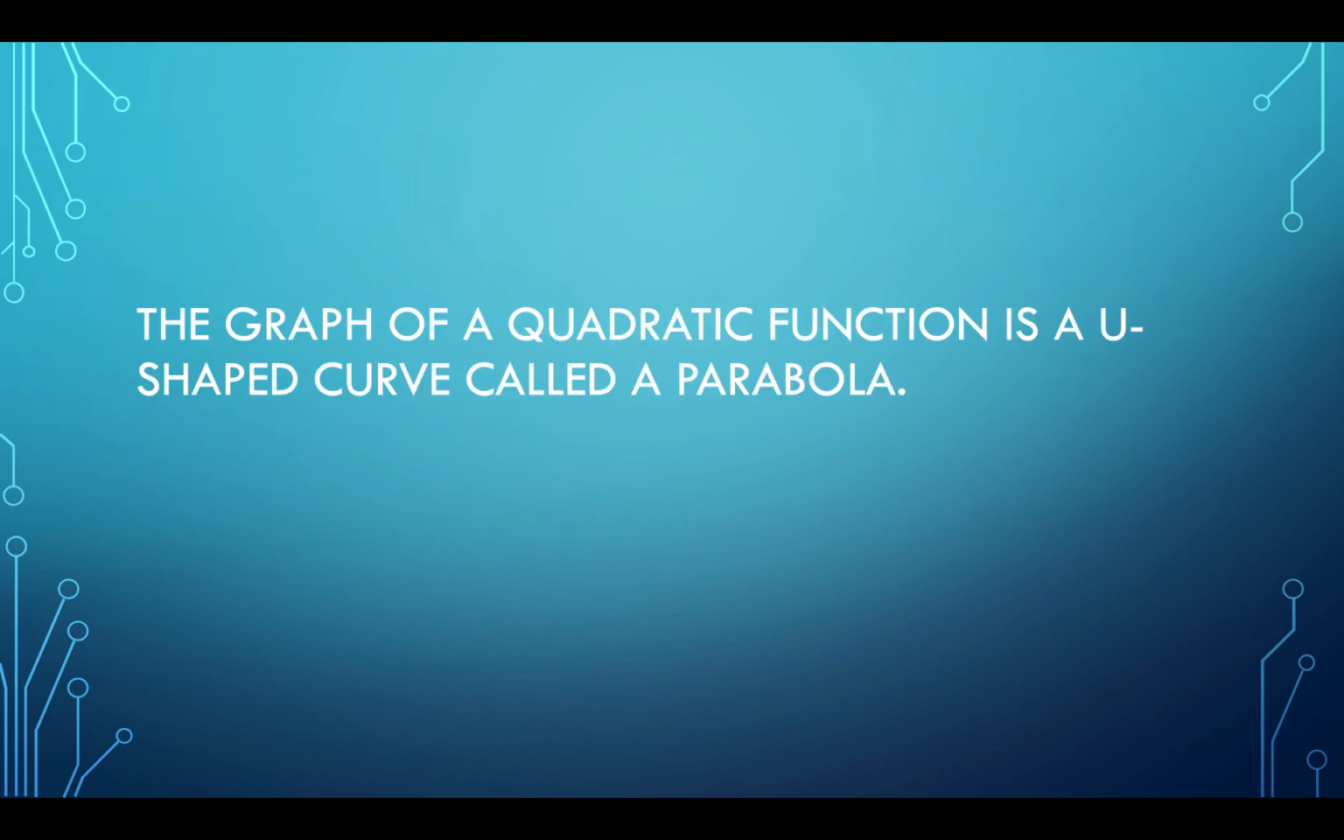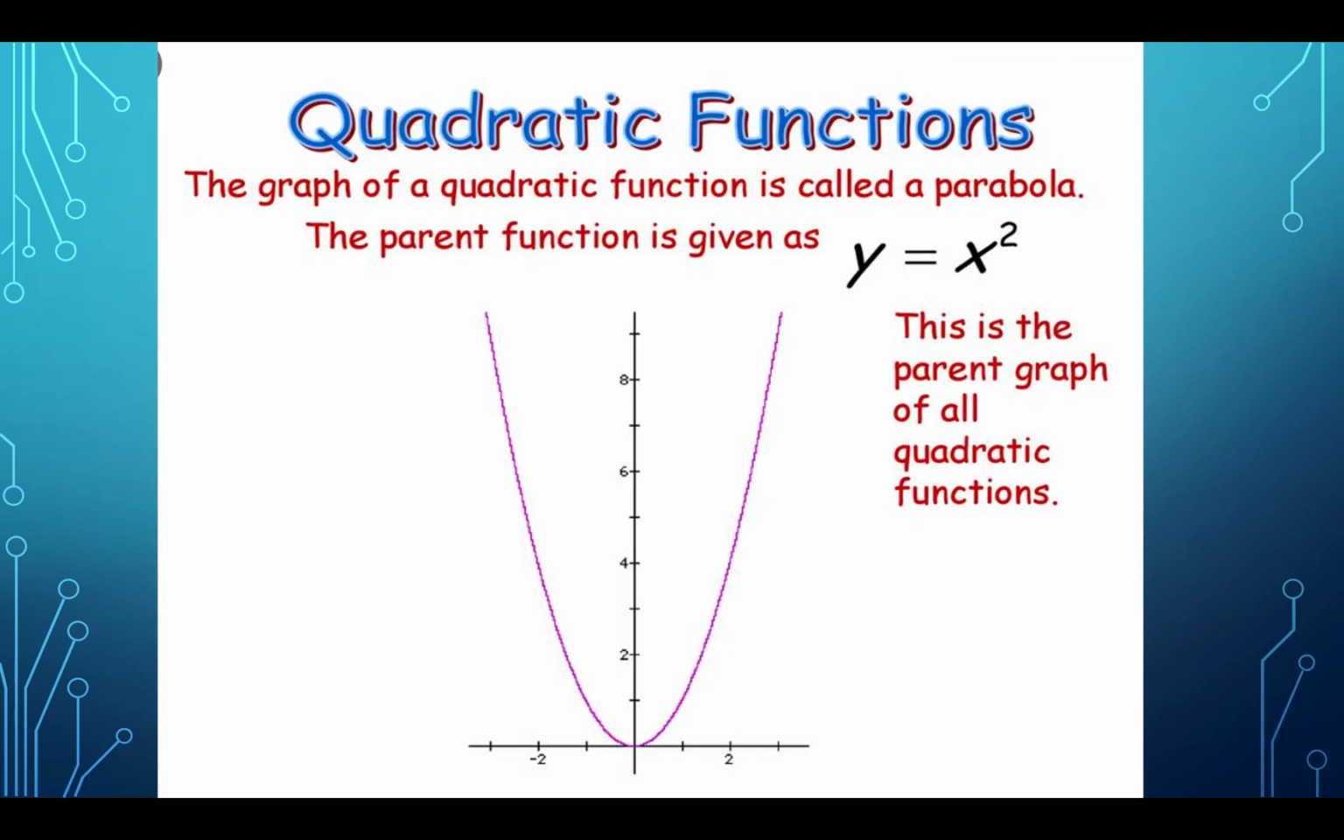The graph of a quadratic function is a U-shaped curve called a parabola. So whenever you hear the term parabola, you could think of a quadratic function, and whenever you hear quadratic function, think that the graph is going to be a parabola. It's going to look like a U. So here is what our parabola looks like. This is what the normal y equals x squared graph is going to look like. Now, all these graphs we've been doing, there's some variation of this.